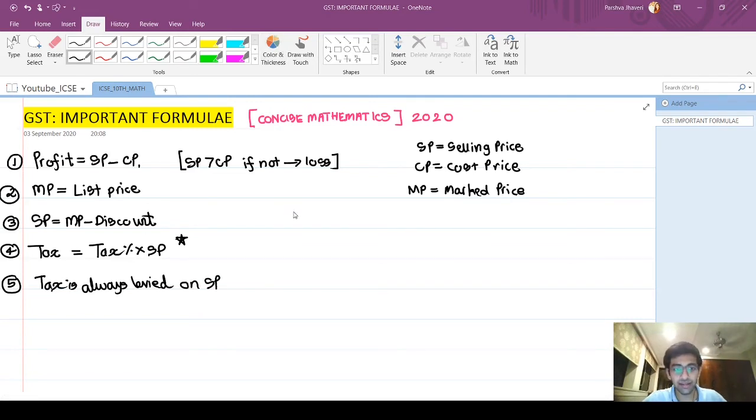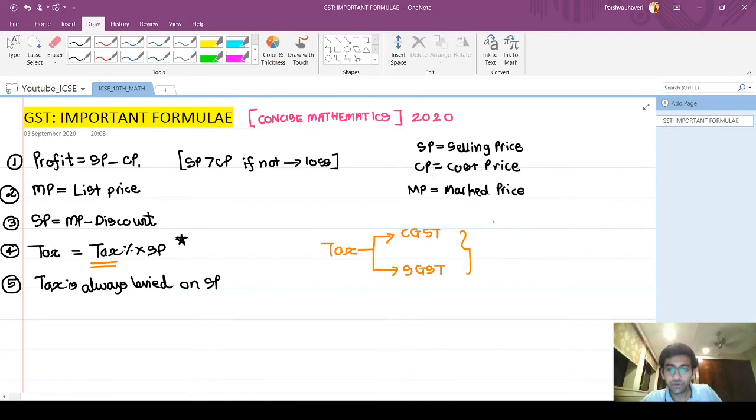Now, the reason I made a star here is because the tax that we'll be talking about in this chapter, you might have guessed it, is your GST, which is central GST for the entire nation, and state GST, which is for particular states in India. And you can have various slabs like 0%, 12%, 18%, all the way up to 28%, and so on. But this is not that important, so don't worry about this. This is just like an example. Tax is always levied on SP. This is something that ICSE loves to confuse students with.